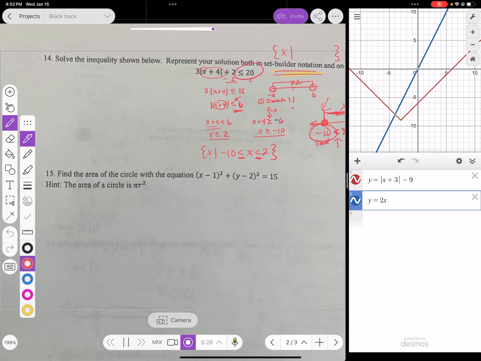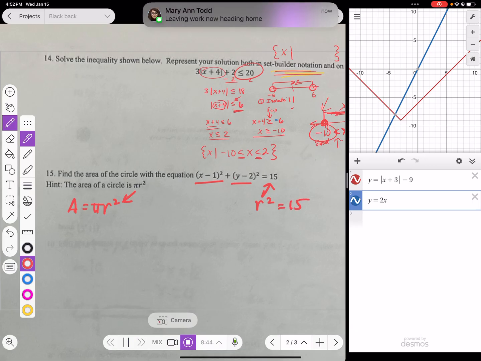Find the area of the circle with that equation right there. Hint, use the area of a circle. Area equals pi r squared. So I need to know my radius. Boom. Remember, x minus h squared plus y minus k squared equals r squared. So my r squared is 15. So I just drop a 15. I don't have to square the 15. The 15 is already the radius squared.